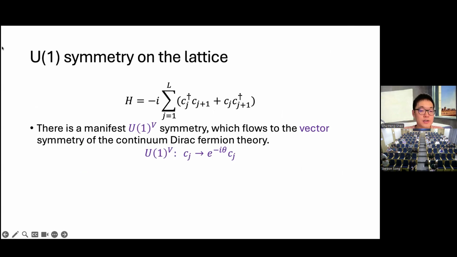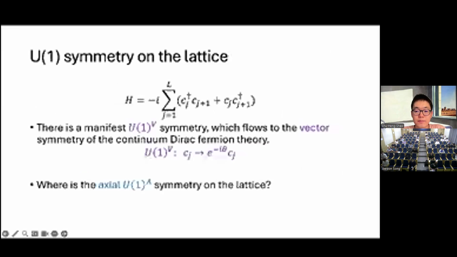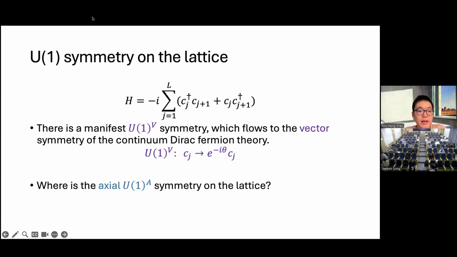Now, the U(1) vector symmetry, that one is easy. That one just rotates all the complex fermions C_j by a common phase. And it is manifestly a symmetry of the Hamiltonian. But where's the axial U(1) symmetry? This model doesn't seem to have a second U(1). So that's the main question we would like to ask. Now, it could be that the U(1) axial symmetry is just not there on the lattice. It is quite common that the low energy effective field theory has more symmetries than its microscopic lattice model. Symmetries can be emergent. But is that the case for this particular Hamiltonian?